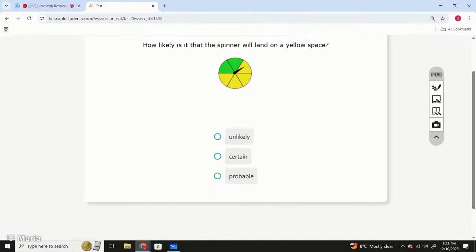How likely is it that the spinner will land on a yellow space? The spinner has more yellow portion than green. So it is probable it will land on yellow. The correct option is probable.